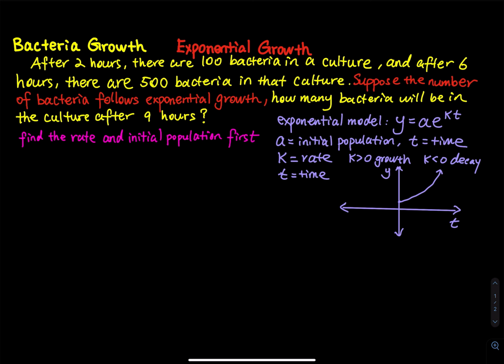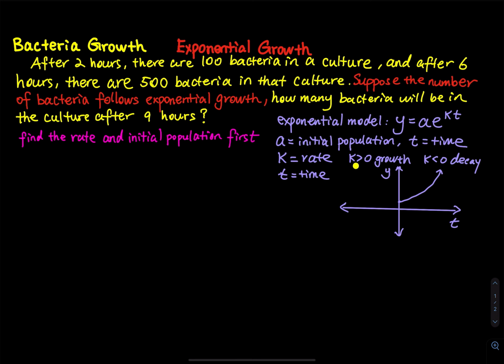So this one we have to do a lot of setup. The majority of the work, the algebra, is all in setting up the exponential model. So what is the exponential model? The exponential model is y equals a times e to the kt. Some textbooks use other letters, but I always use y equals a times e to the kt. A is the initial population, the number in front of the e, and t is the time, k is the rate.